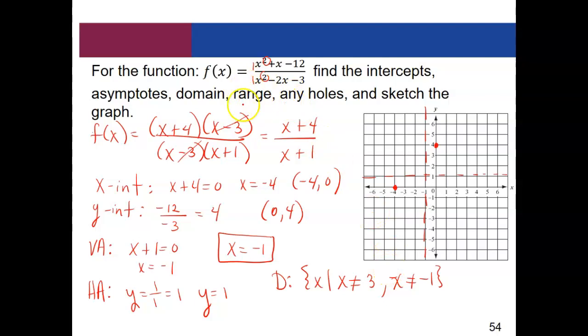We're going to come back to the range after we get our graph, but we do need to look at the holes. Okay, so the holes are always going to come from a factor that has canceled off. So my hole is going to be at 3. So I need to evaluate my reduced function at 3. So that's going to be 3 plus 4 over 3 plus 1. So 7 over 4. So my hole is going to be at (3, 7/4). So if I come over here to (3, 7/4), it is going to be somewhere in here. So that's an open circle.